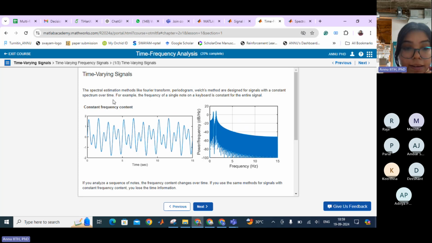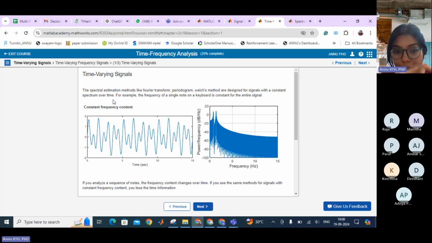The spectral estimation methods like the Fourier transform. Why are we talking about spectral estimation methods? Why this Fourier transform? Because the Fourier transform is the transform of the signal in the time domain to the frequency domain. It is not a simple representation. When we write a simple representation of the time domain signal in terms of the harmonics of sine and cosine, that is simply a Fourier series. But when we transform from one domain to another domain, that is called a transform.